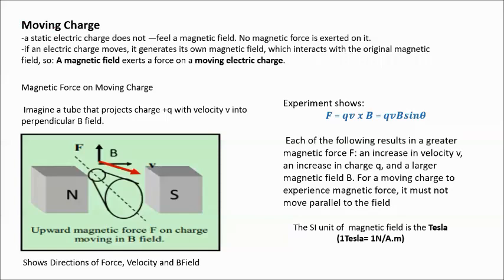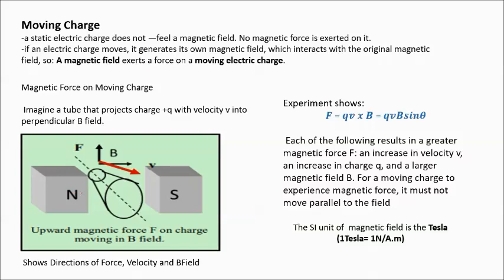So, for a moving charge, when we compare a static or at rest charge, no? A static electric charge does not feel a magnetic field. No magnetic force is exerted on it. If an electric charge is moving, it generates its own magnetic field, which interacts with the original magnetic field. So the magnetic field exerts a force on a moving electric charge.